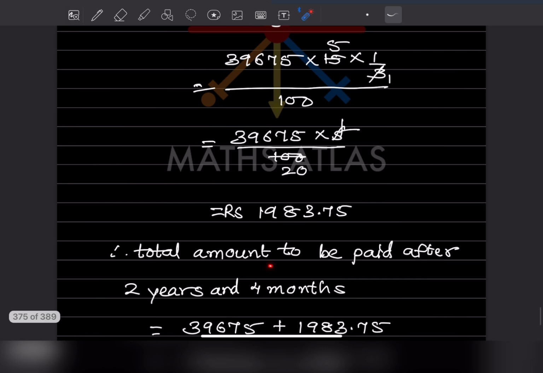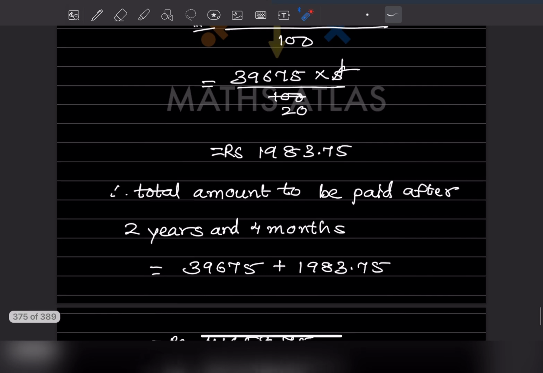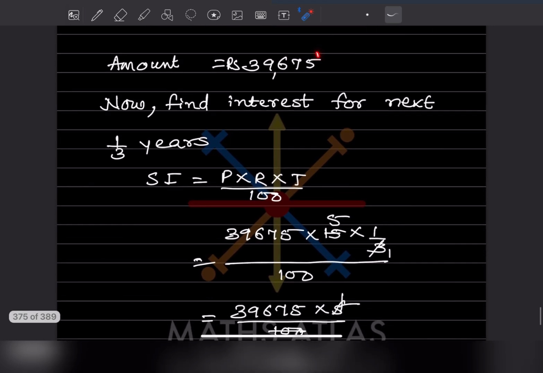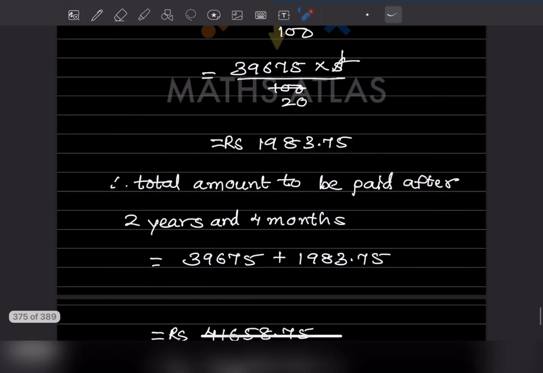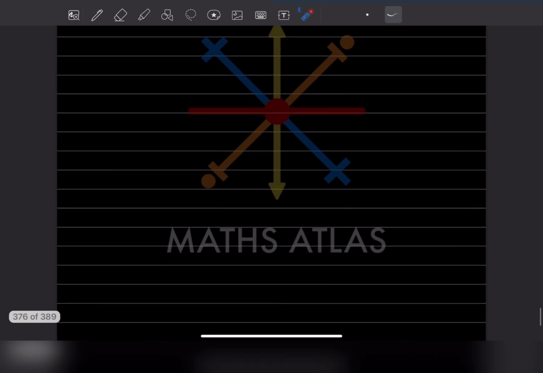So now the total amount to be paid. After this we got for 1/3 year, and whatever we got earlier was for 2 years. So total amount to be paid after 2 years and 4 months, you are going to add this plus this one. So after adding this plus this one, you get 41,658.75 rupees. So that is the answer.